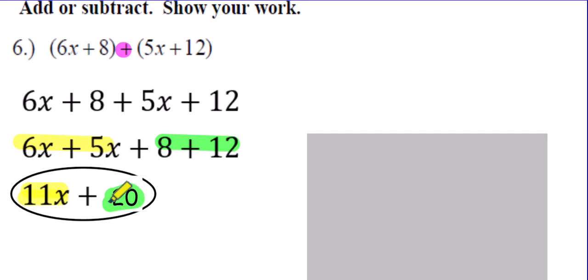I do want to stress that at some point you probably aren't going to need to show too much work for a pretty simple and straightforward problem like this. But if we follow those steps consistently, we'll make sure to get it correct every time. All right, taking a look at number 7.